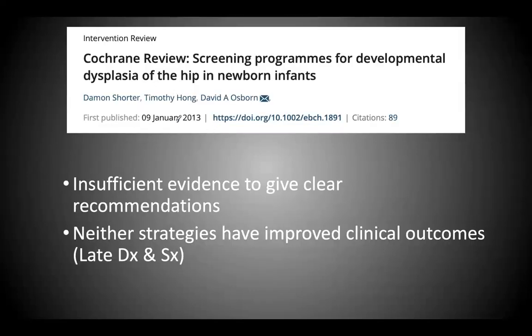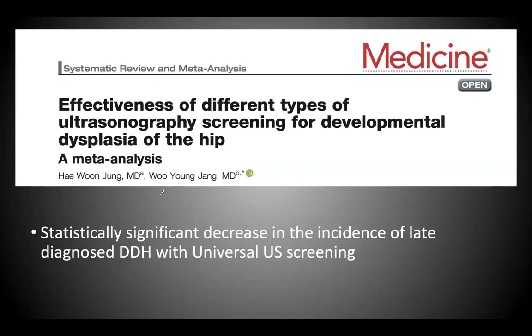Again, there was this Cochrane review of screening programs of universal versus selective screening. This was given way back in 2013, which said that there is insufficient evidence to give clear recommendations because neither strategy has improved clinical outcomes in terms of late diagnosis and surgery. However, there was one other systematic review which was published recently in 2022, and it said that there is a statistically significant decrease in the incidence of late diagnosis of DDH with universal ultrasound screening.